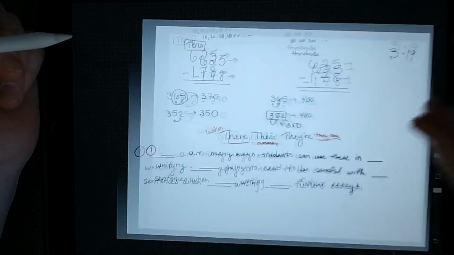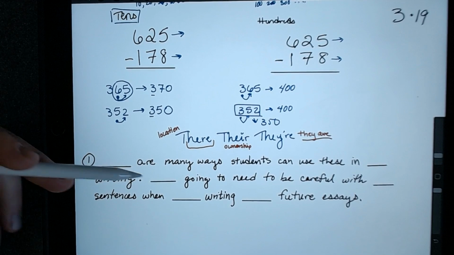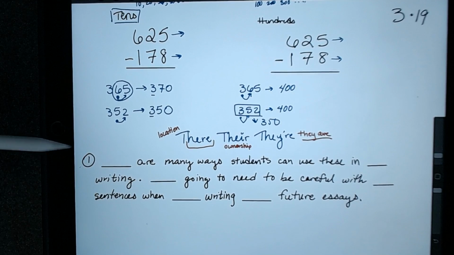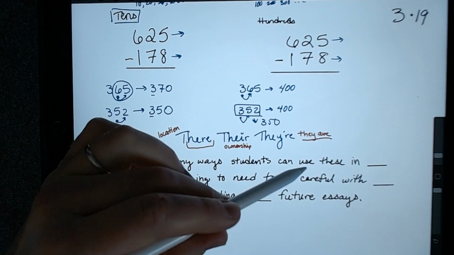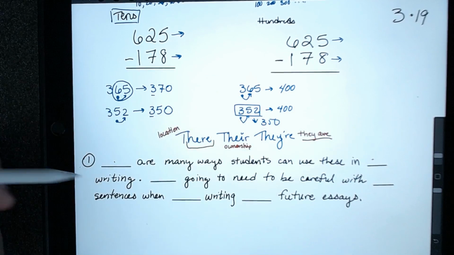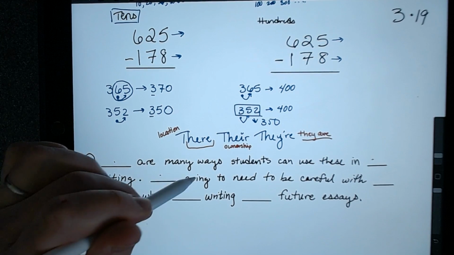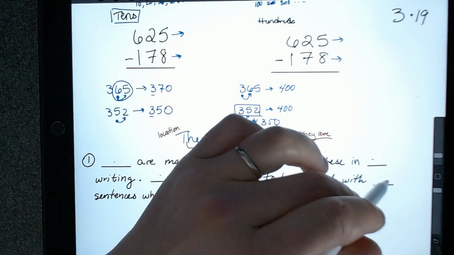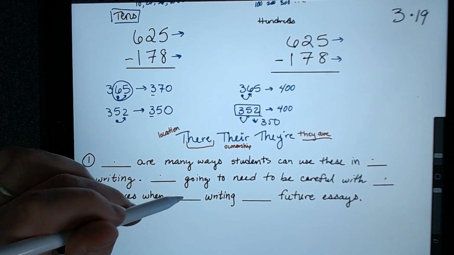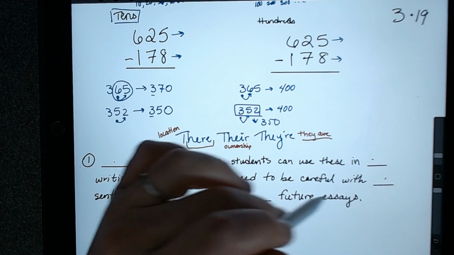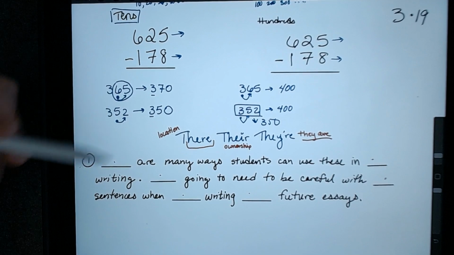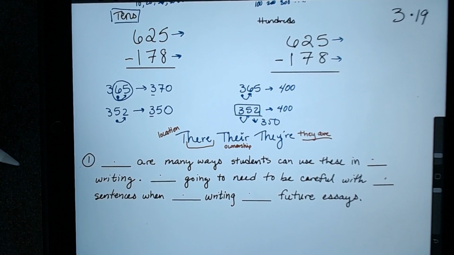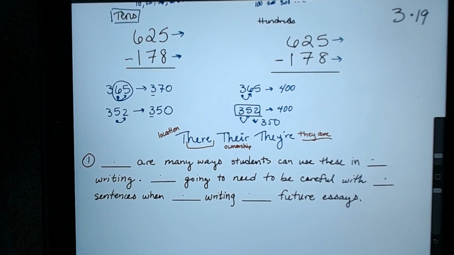So here's your sentences. Or actually, it's just one sentence, 2 sentences in one problem. It says there are many ways students can use these in their writing. They're going to need to be careful with their sentences when they're writing their future essays. So I tried to make it so that we were able to use all three theirs. So all three of them should pop up in this little couple of sentences here. Give it your best shot. Again, this is all review.